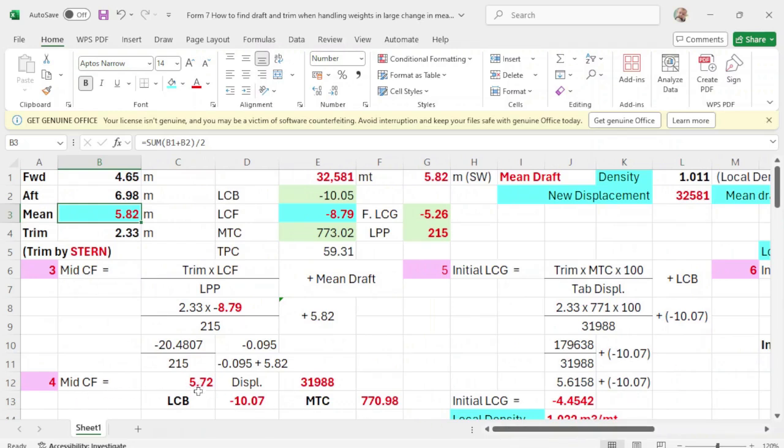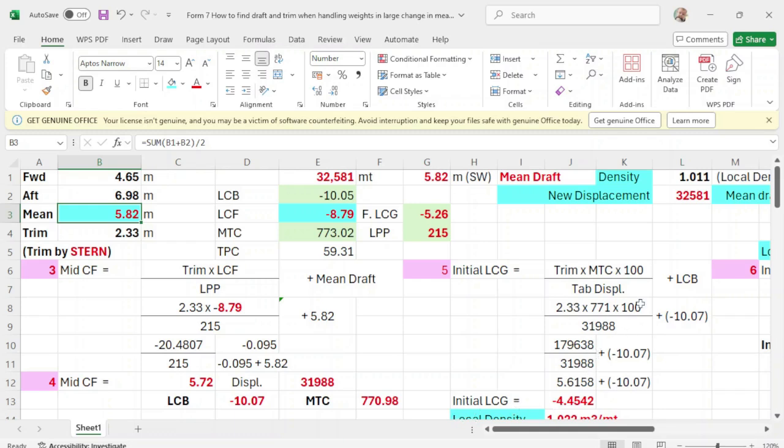After getting this drop of 5.72, the corresponding displacement is 31988, plus your LCB. LCB is negative 10.07. So transpose: trim times MTC times 100. Trim is 2.33, MTC is 771 times 100 over displacement of 31988, plus LCB of negative 10.07. And the answer would be initial LCG.